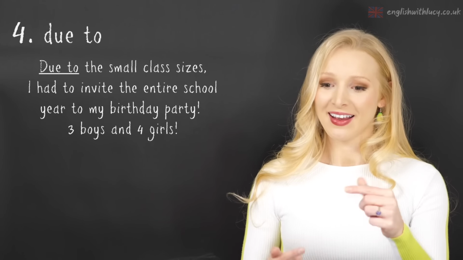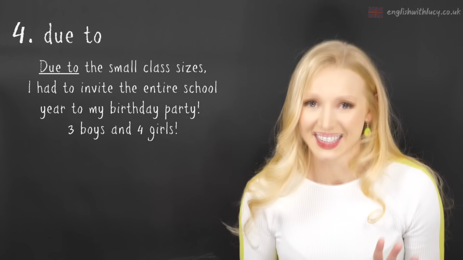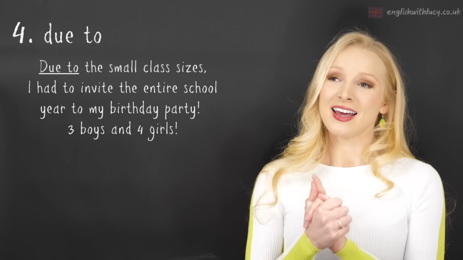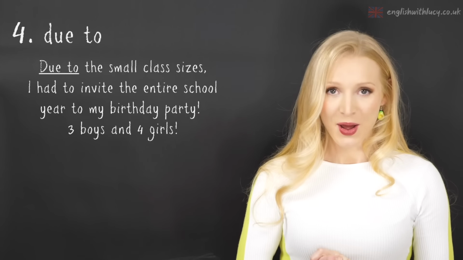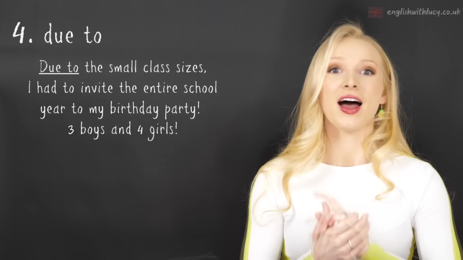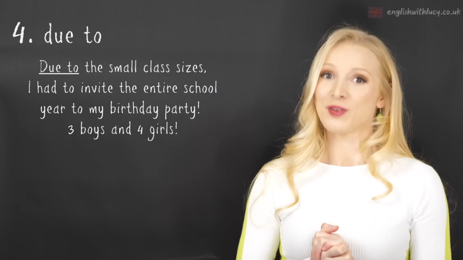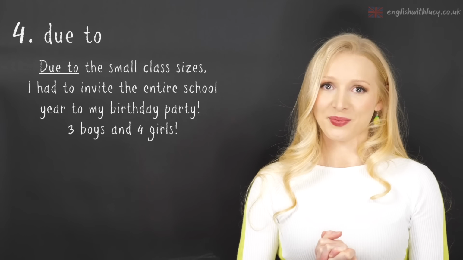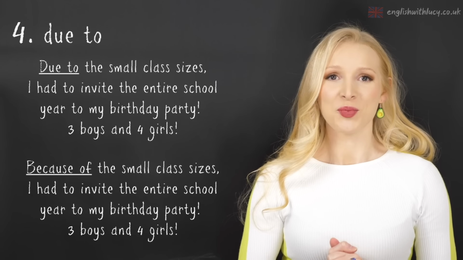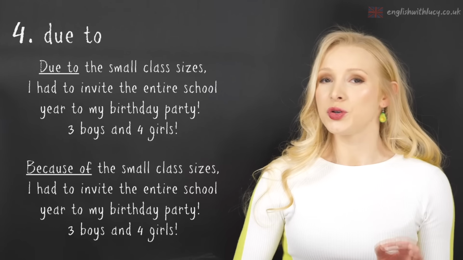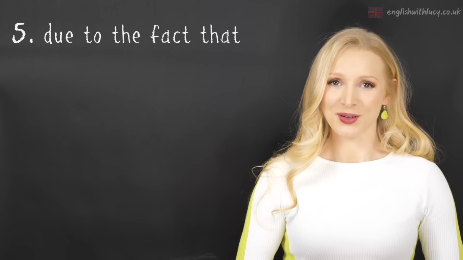But don't worry, in my year, there were 3 boys and 4 girls. At one point, there were 7 students in my entire year at school. Let me know how many students there were at your first school. I would love to know in the whole school. For me, 60 students. Because of the small class sizes, due to the small class sizes, both work there. Due to describes results and effects. Let's move on to the next alternative.